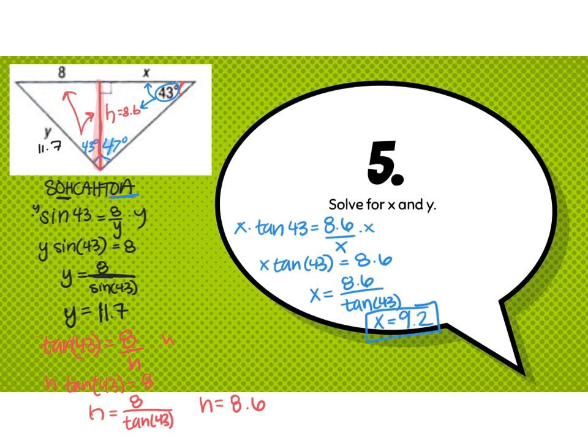So we found x to be 9.2 and we found y to be 11.7. And in this case, we're done. But if this problem asked you to find the area, you have all the information now to find the area of the triangle because we have the height. You would add x and 8 to get the base, and then you multiply those and divide by 2.